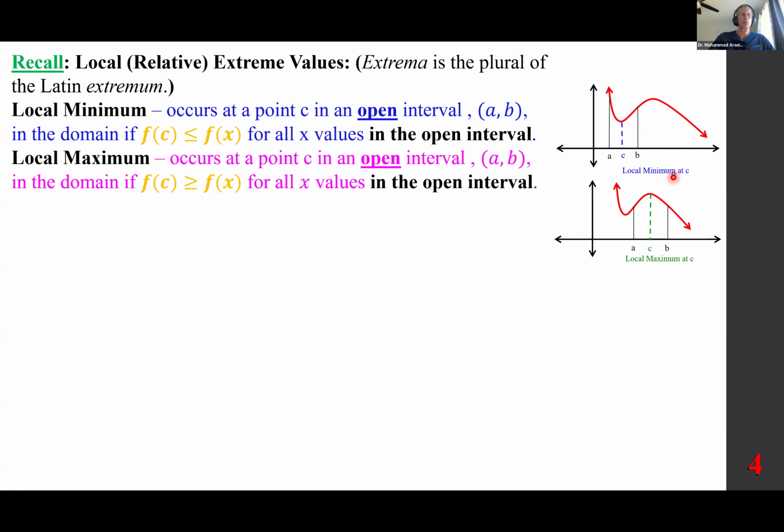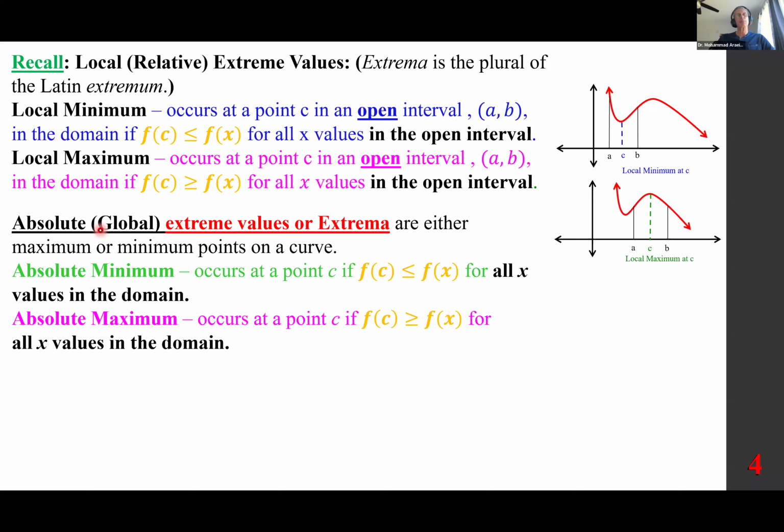Local min, local max, local min, local max. What about absolute, also known as global, extreme values? Absolute minimum occurs at the point c if f of c is less than or equal to f of x for all, and that's the key word, all x values in the domain, versus some open interval. Absolute maximum occurs at the point c if f of c is greater than or equal to f of x for all x values in the domain.